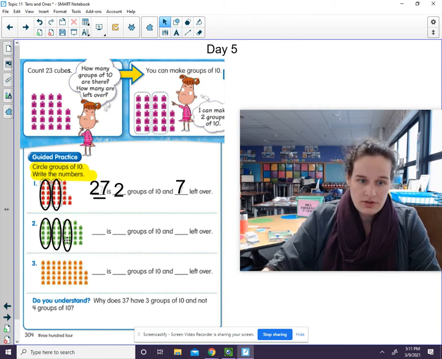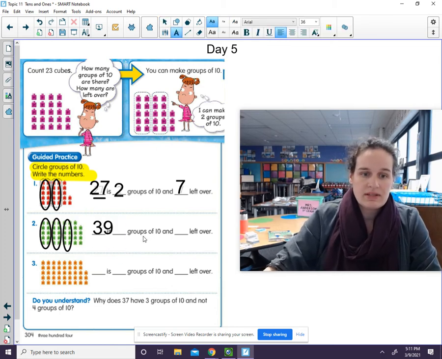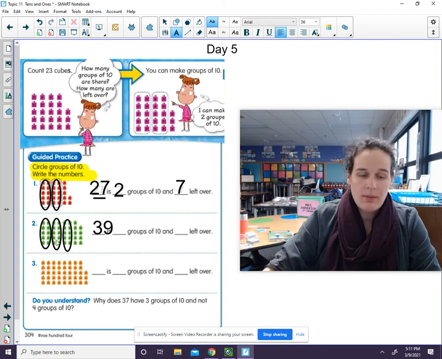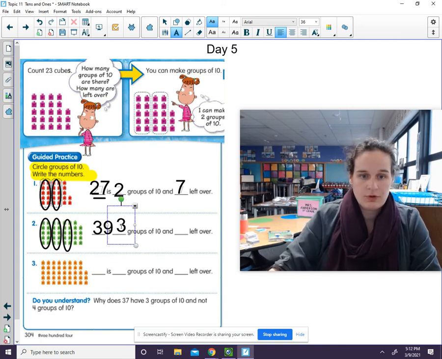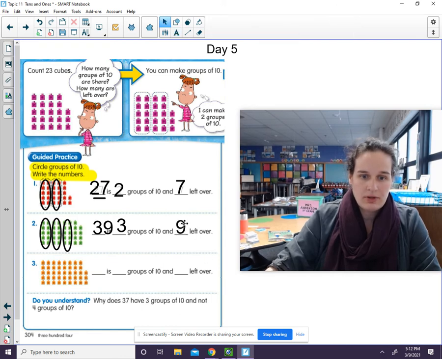10, 20, 30, 31, 32, 33, 34, 35, 36, 37, 38, 39. Now we can say that is blank groups of 10. Well, how many groups of 10 do you see? There's 3 groups of 10 and some left over. How many are left over? Well, there's 5, 6, 7, 8, 9 left over. Okay, let's do this bottom one here.